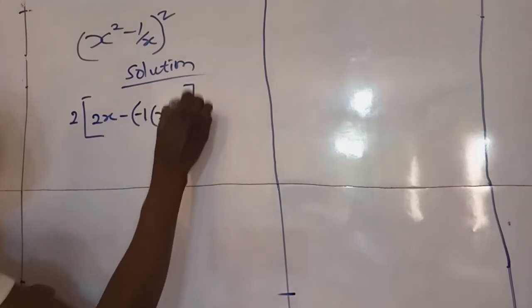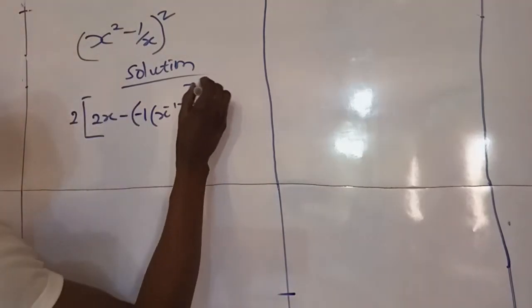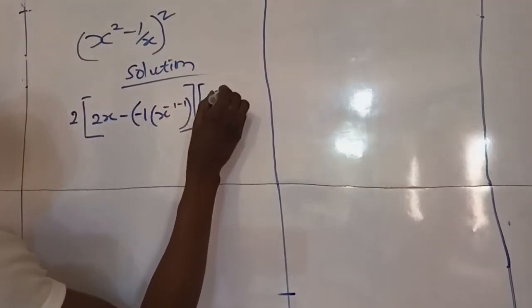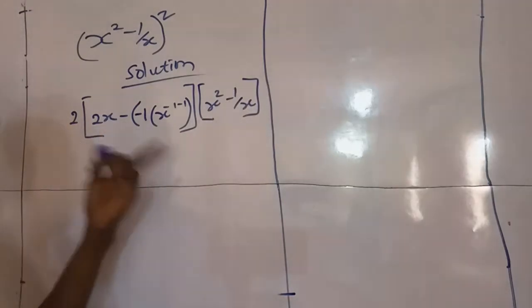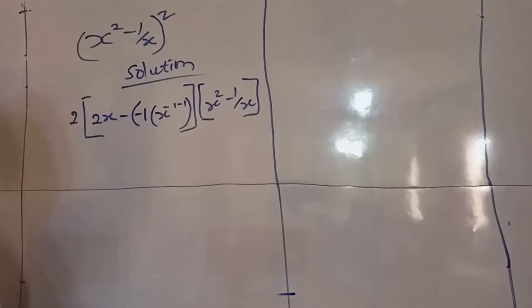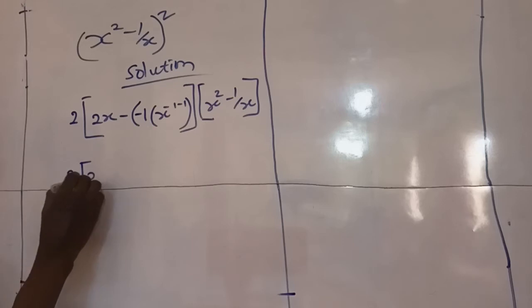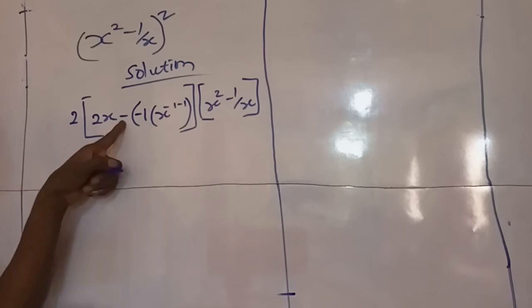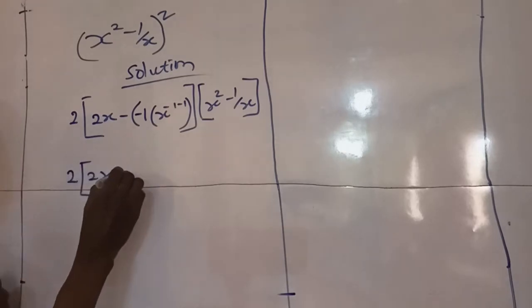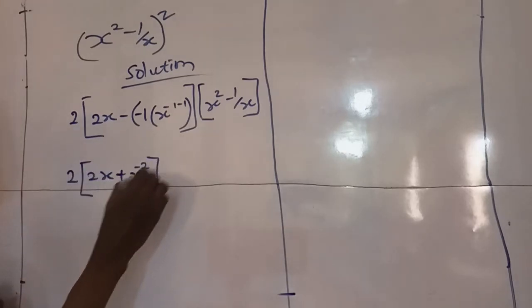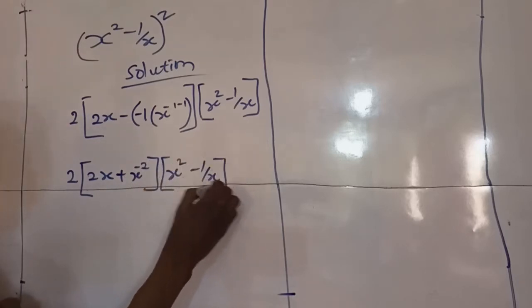Close this. Then you rewrite whatever you have inside the bracket out again. So this shows that you have x squared minus 1 over x. Then we need to factorize this. After we are able to factorize this, then we are done. So let's factorize this. We have 2 into bracket 2x minus times minus, this will give us plus, x raised to power minus 2, into bracket x squared minus 1 over x.